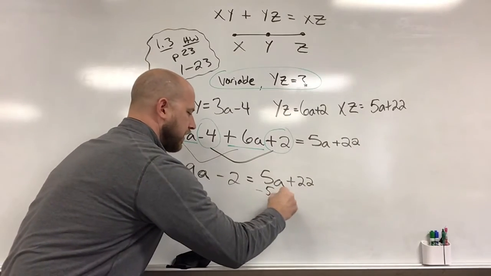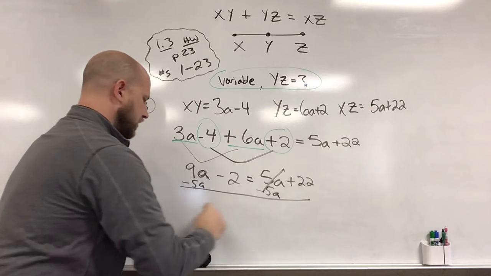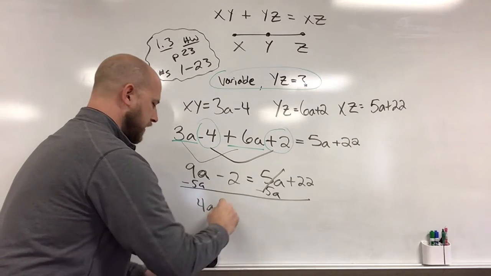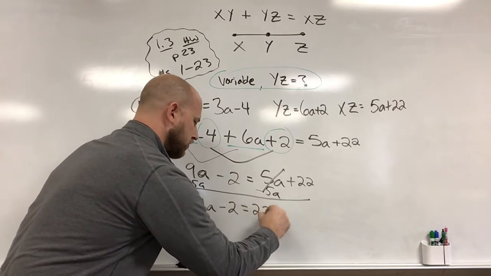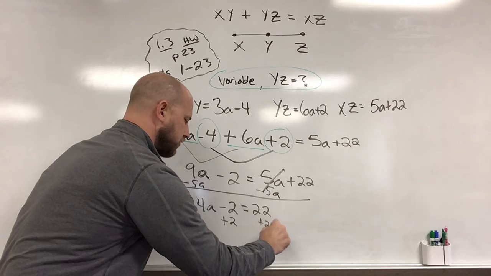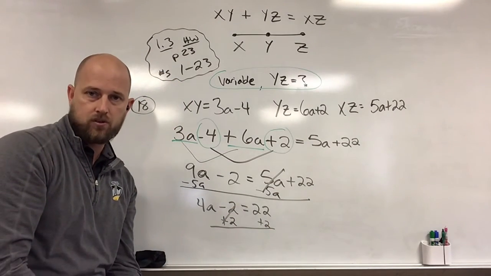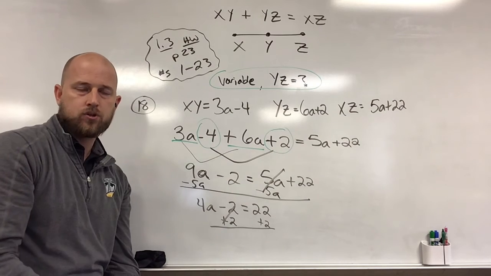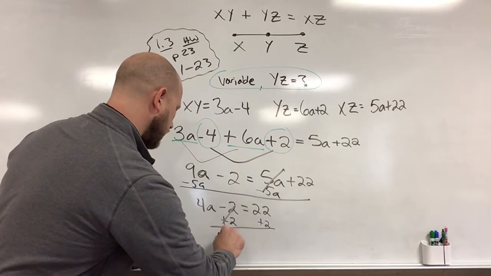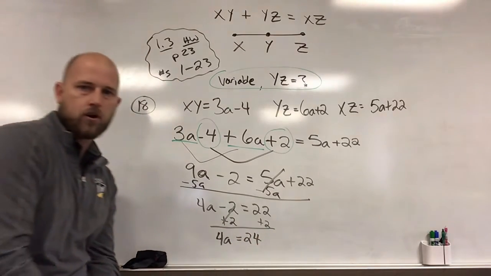So we're gonna minus 5a, minus 5a. I have a 4a minus 2 equals 22. Now I'm gonna bring the 2 over. Add 2, add 2. If you need to pause this to catch up or try this ahead of me, then please do that. And you can go at your own pace since this is a video and not the live class that we usually do. Okay, now we have 4a equals 24.